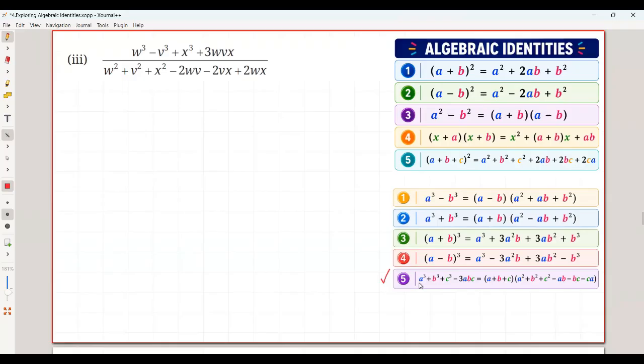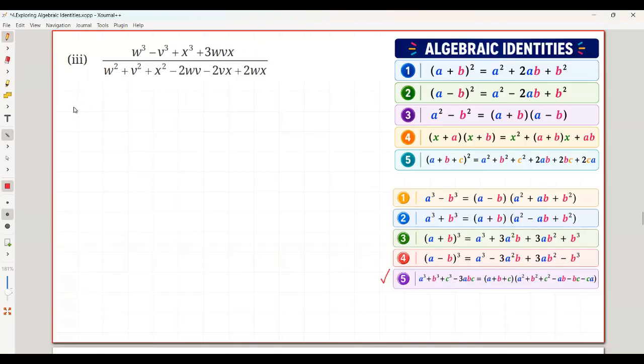Okay, this is in the form of a cube. Here plus and minus are both there, so we'll change it. But this is the suitable identity: a cube plus b cube plus c cube minus 3abc. From this, I have to find out what a, b, c are. If we find a, b, c, we can write this formula and expand it, and we'll get the answer. For the numerator, I have to identify what a, b, and c are.